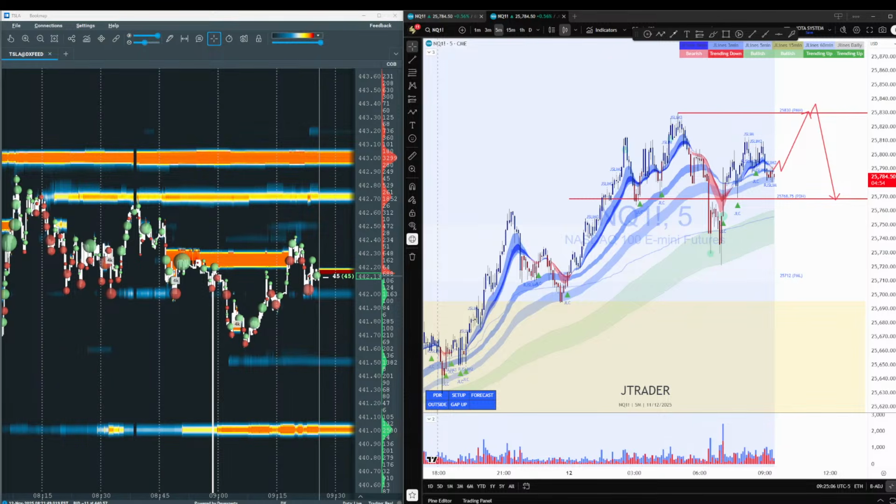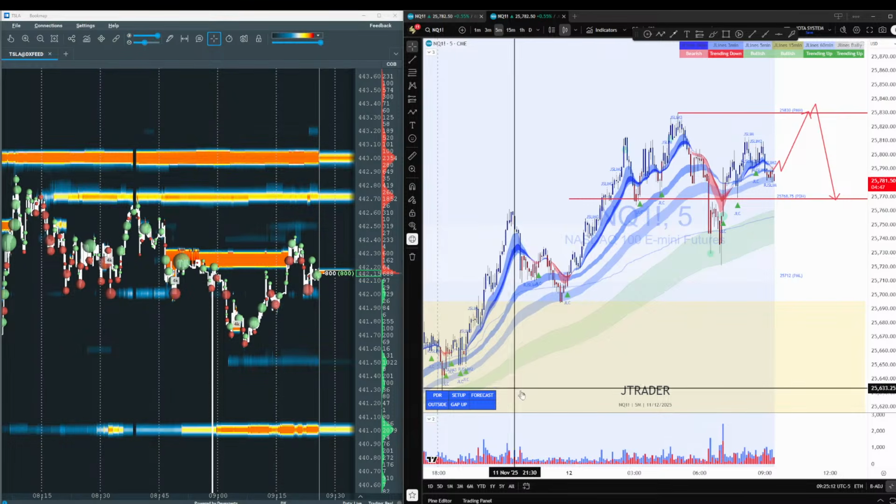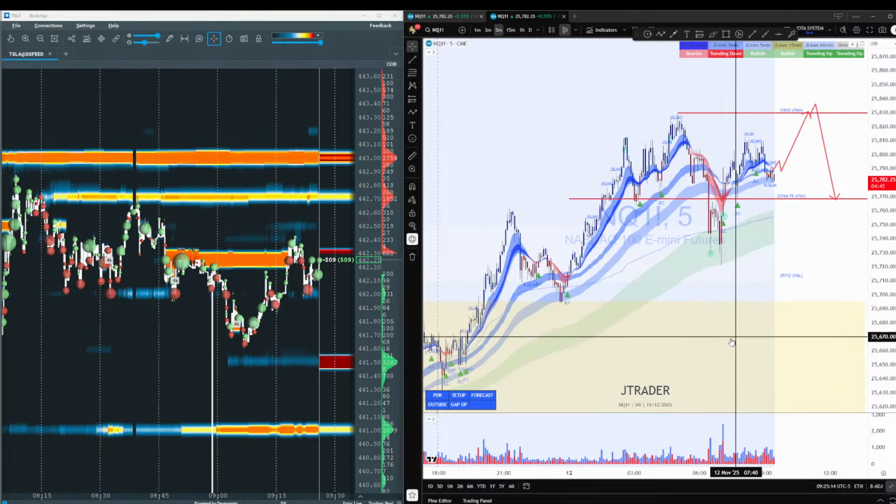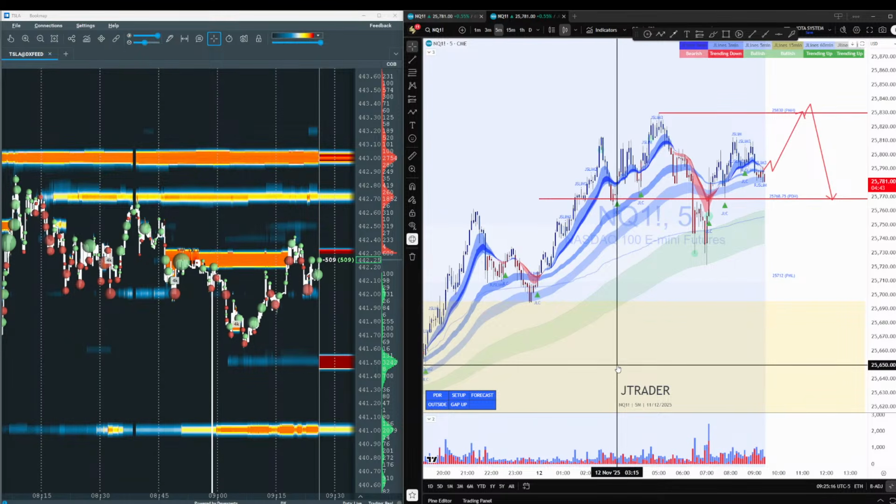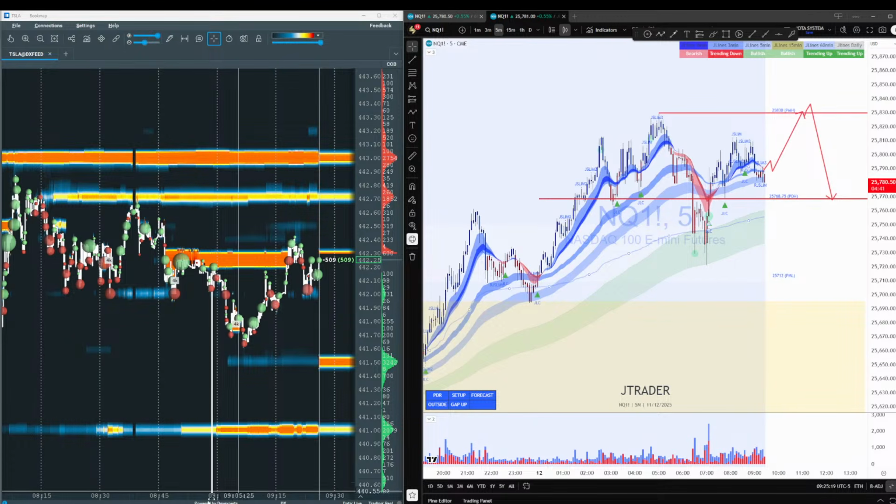Okay, let's see if my team is all set. All right, so let's start looking over here. Add the placeholder for this morning.